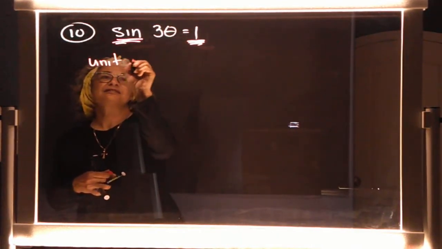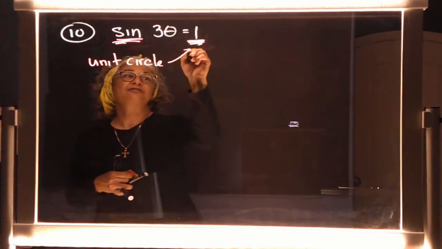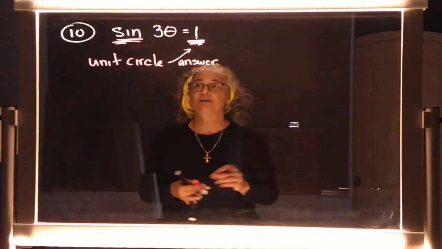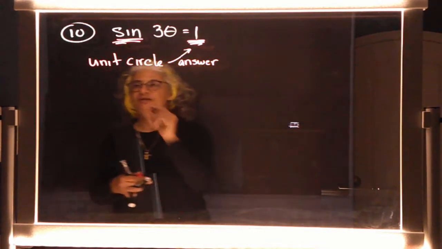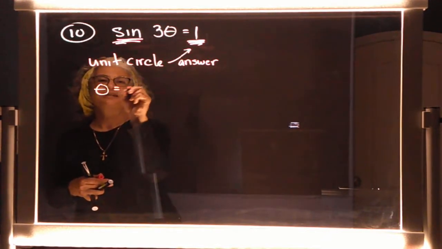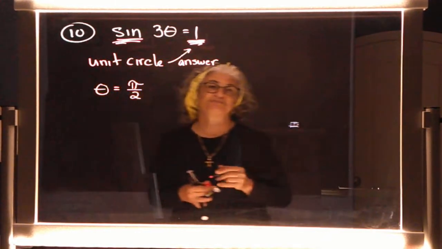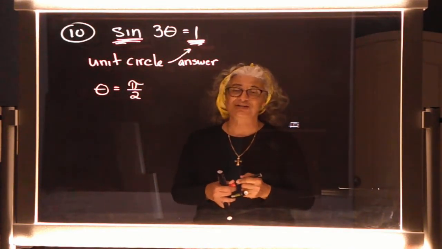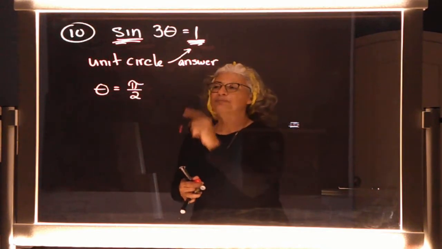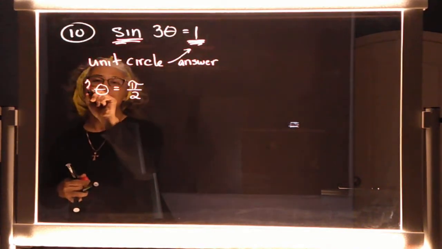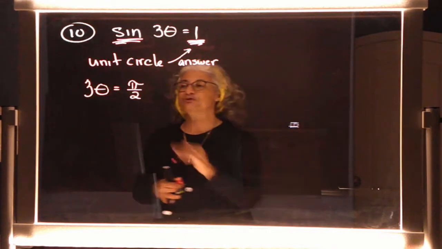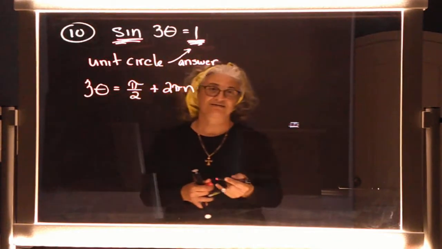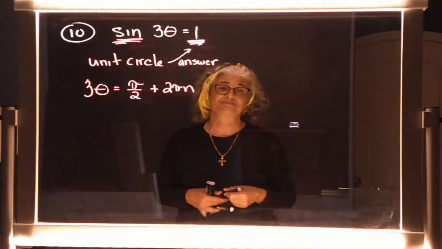So, since this is a unit circle answer, where is the y a 1 on the unit circle? Good. This means your theta equals pi over 2. Right? Wonderful. However, it's not, and that's the only place, right? But it's not theta, it's 3 theta. So I have 3 theta equaling pi over 2. Well, as soon as the 3 got thrown in front, here comes this 2 pi n again, right? Because it's going to affect the circle.